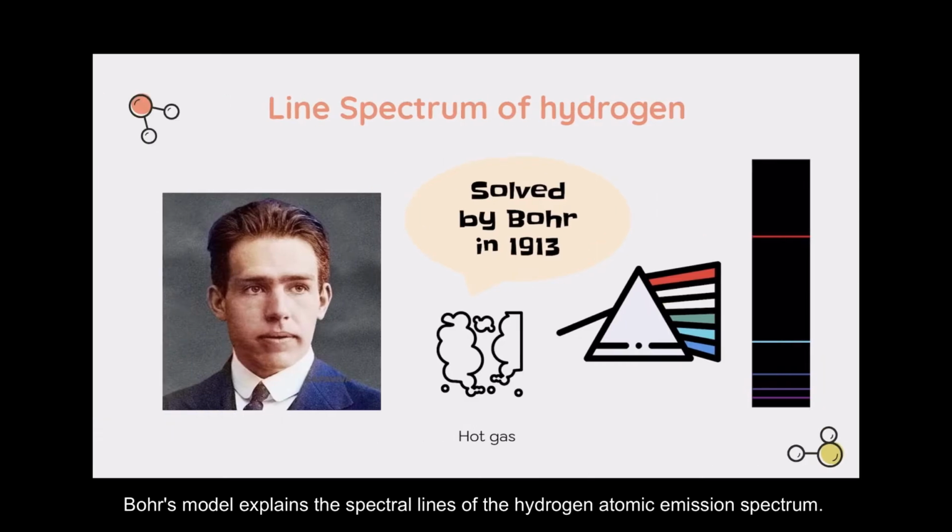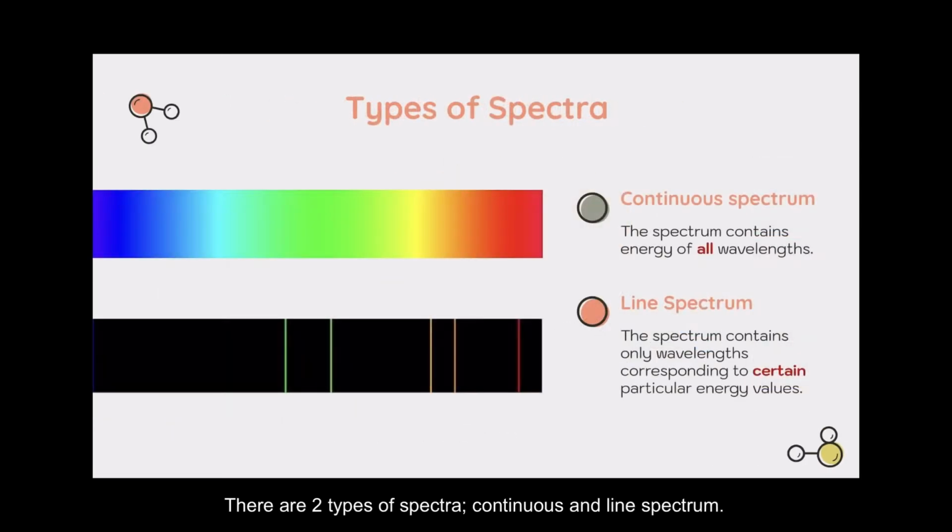Bohr's model explains the spectral lines of the hydrogen atomic emission spectrum. There are two types of spectra, continuous and line spectrum. The continuous spectrum contains energy of all the wavelengths, while the line spectrum only contains wavelengths corresponding to certain energy values.